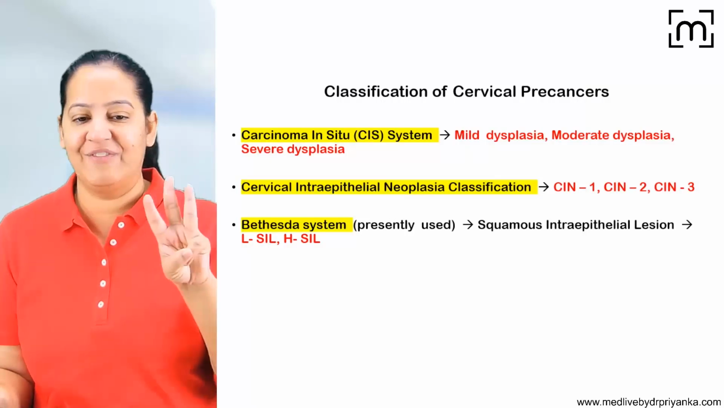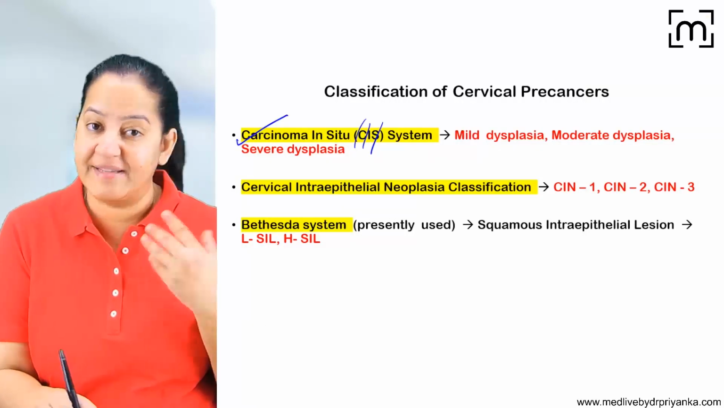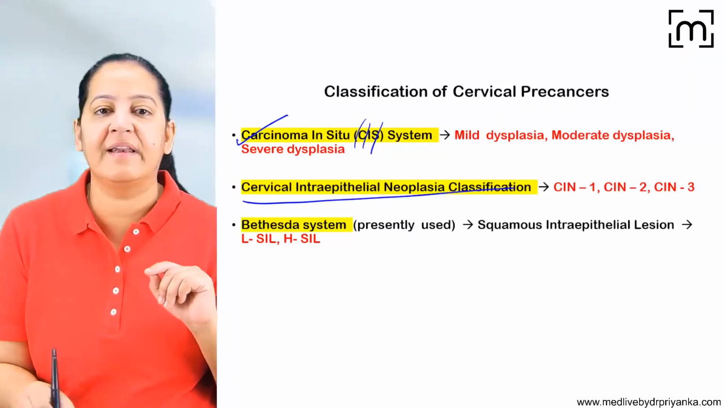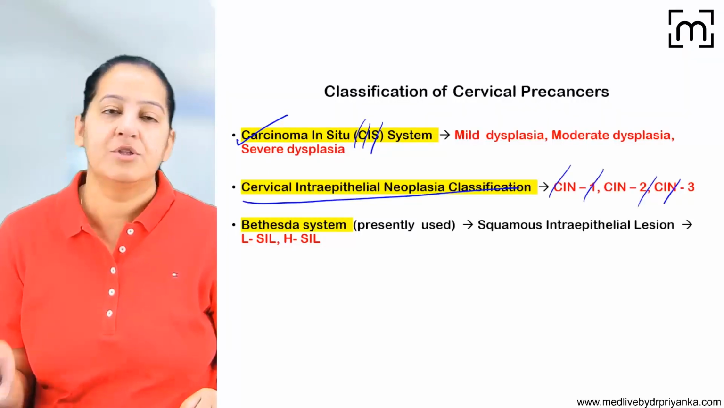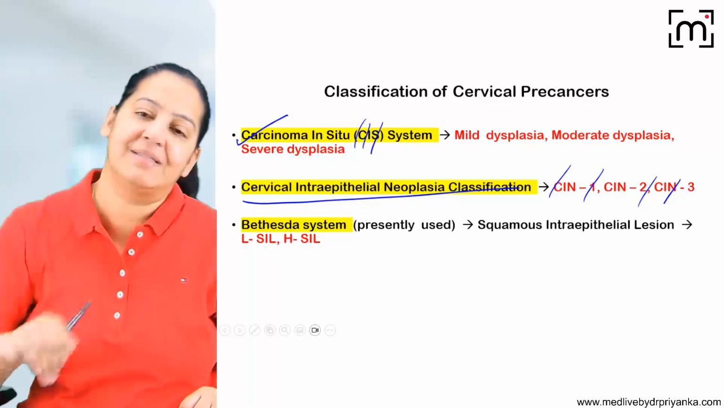So out of the 3 classifications, 2 are done. We have seen the cervical carcinoma in situ classification, that is the dysplasia classification: mild, moderate, severe. And we have seen the CIN classification: CIN1, CIN2, CIN3. So mild dysplasia is CIN1, moderate dysplasia is CIN2, and severe dysplasia is CIN3.